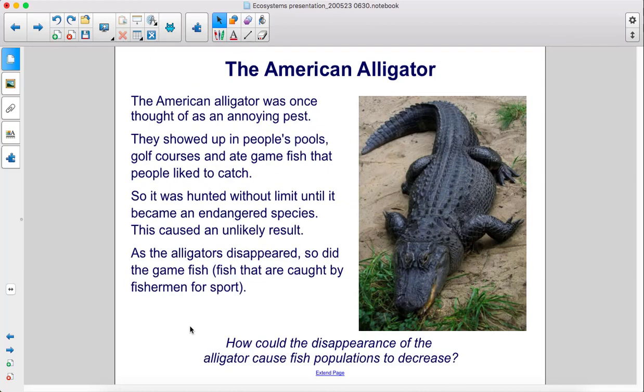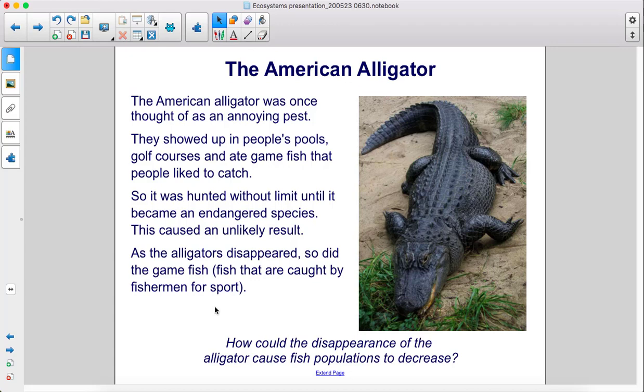The American alligator was once thought of as an annoying pest. They showed up in people's pools, golf courses, and ate game fish that people liked to catch. So it was hunted without limit until it became an endangered species. This caused an unlikely result. As the alligators disappeared, so did the game fish, fish that are caught by fishermen for sport.